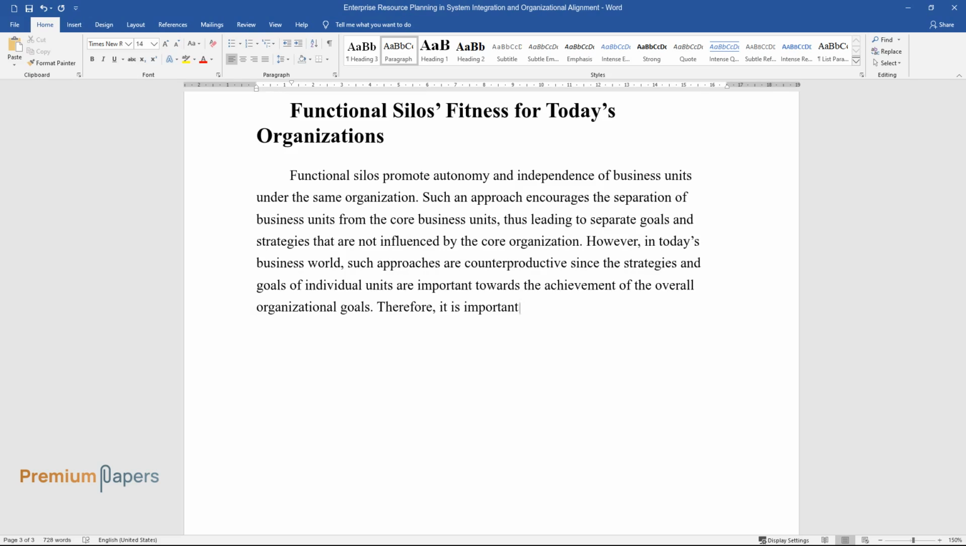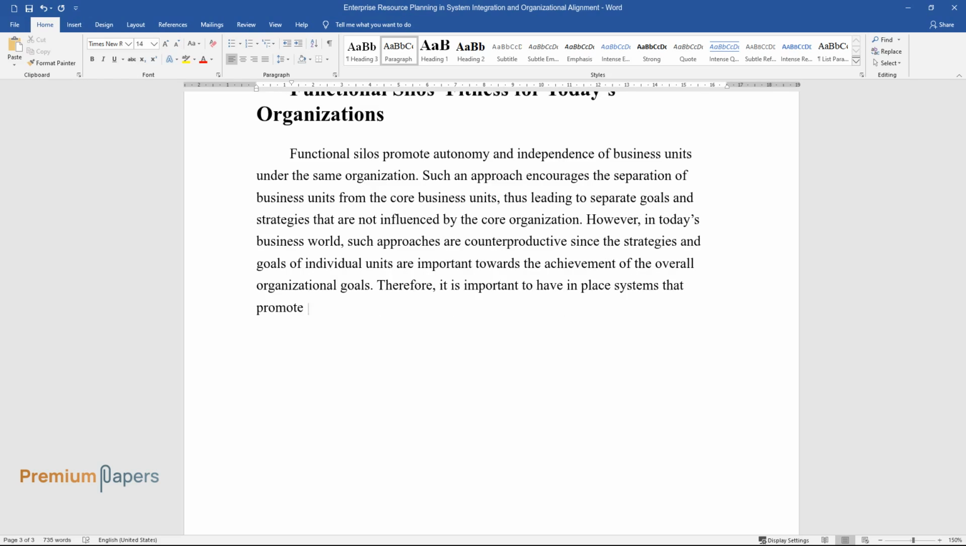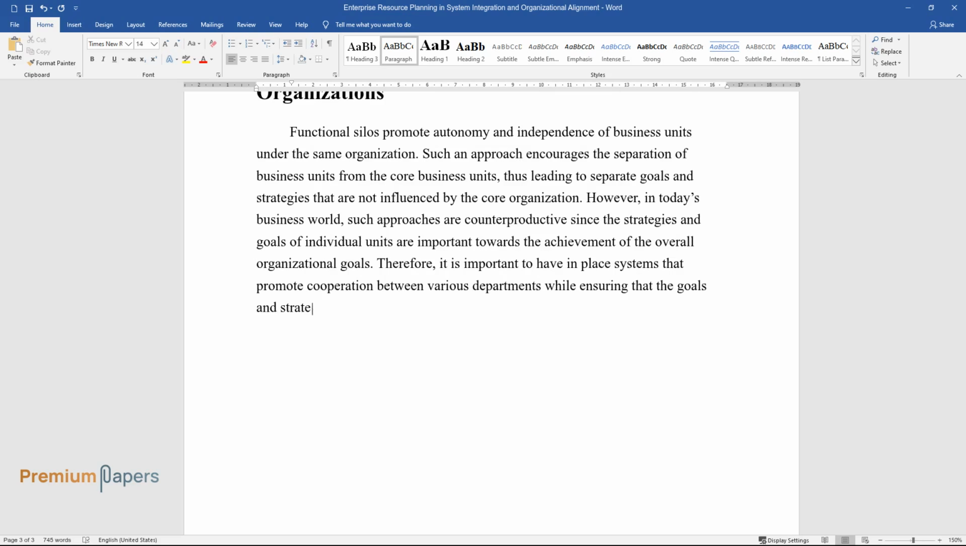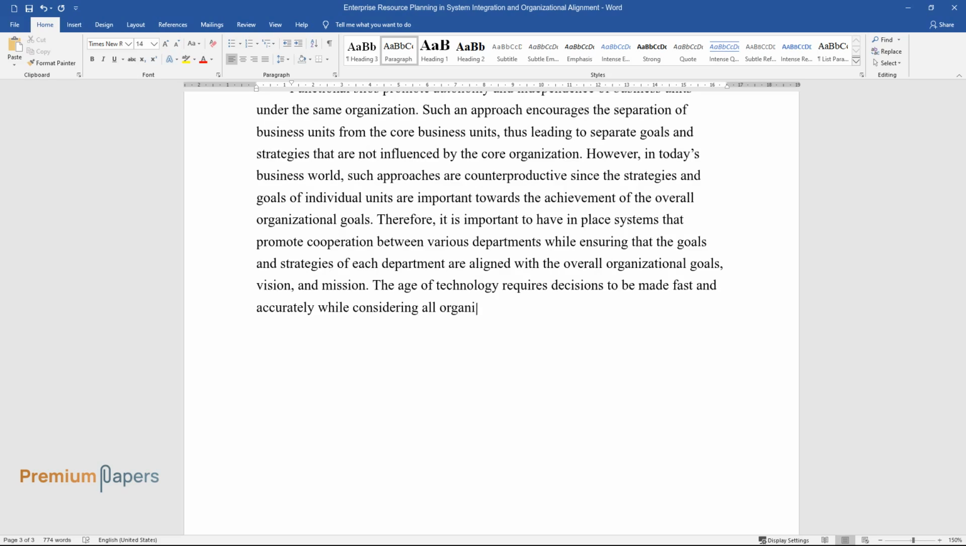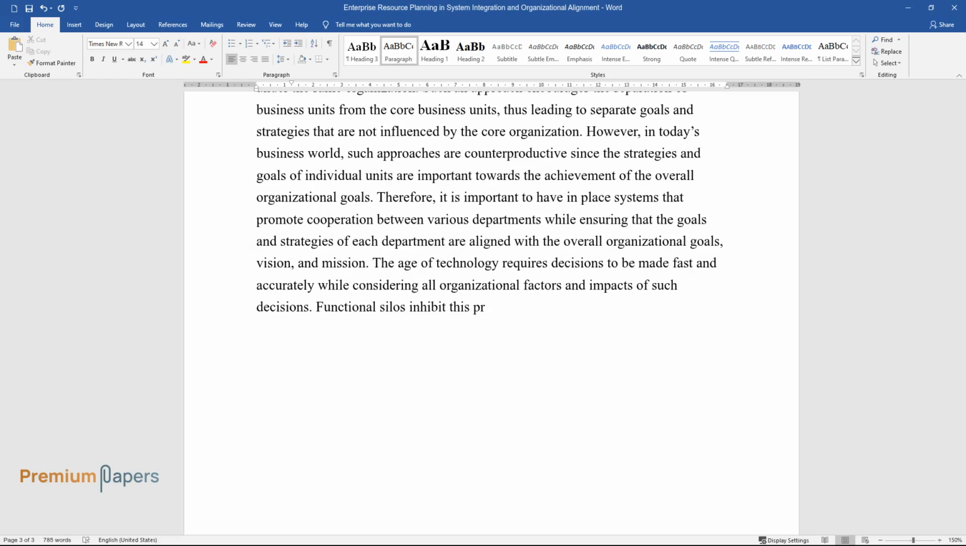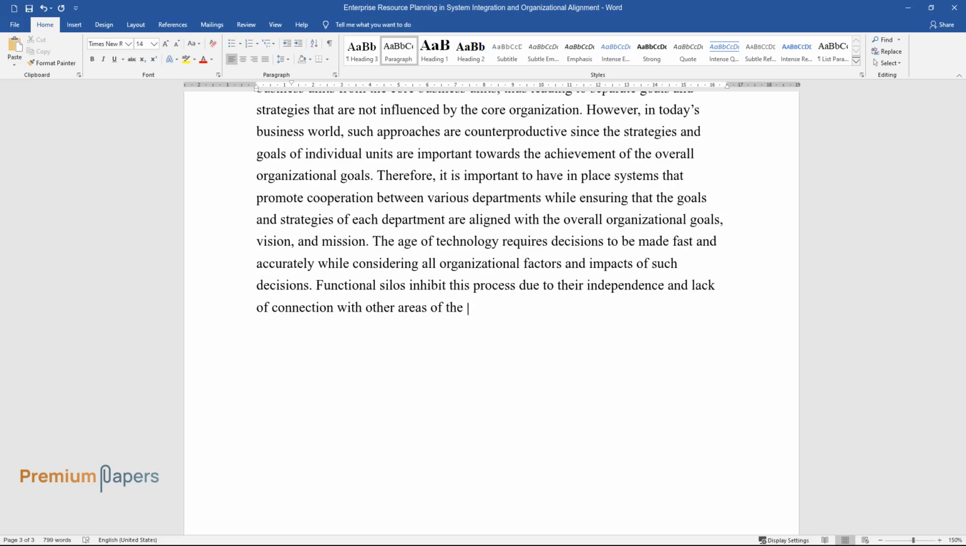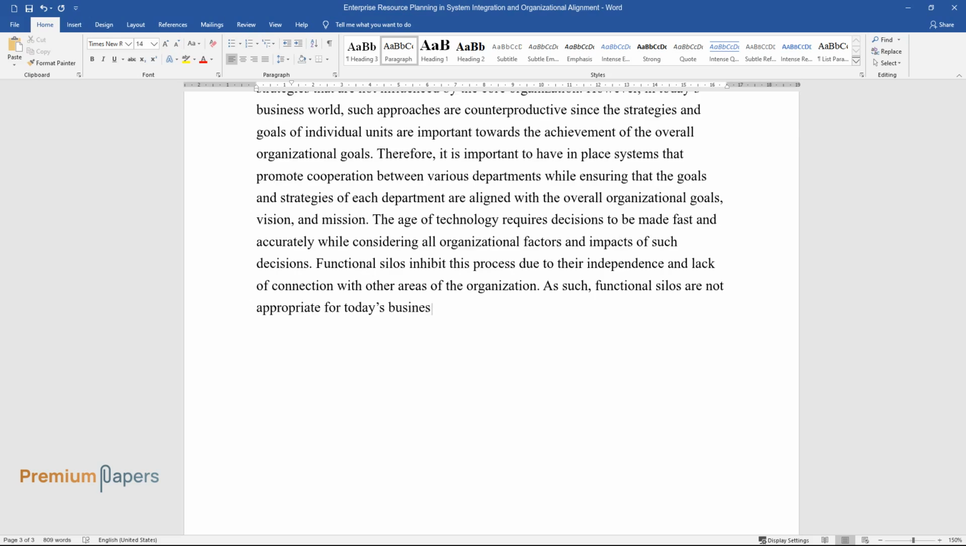Therefore, it is important to have in place systems that promote cooperation between various departments while ensuring that the goals and strategies of each department are aligned with the overall organizational goals, vision, and mission. The age of technology requires decisions to be made fast and accurately while considering all organizational factors and impacts of such decisions. Functional silos inhibit this process due to their independence and lack of connection with other areas of the organization. As such, functional silos are not appropriate for today's business environment.